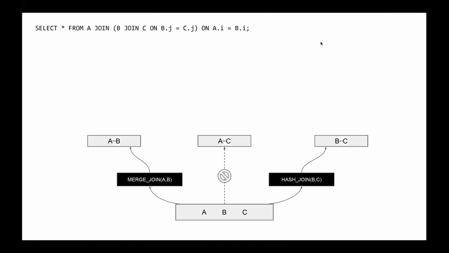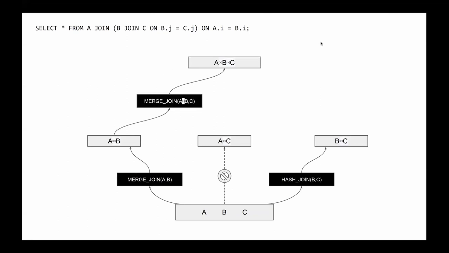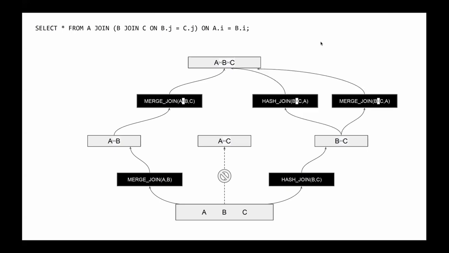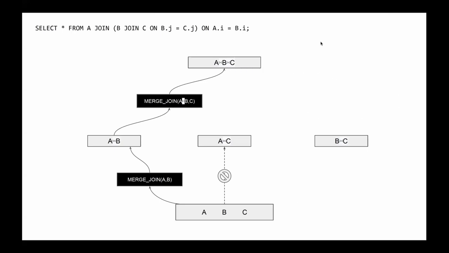And then we generate paths for three-way joins. For join rel AB and the base rel C, we create two paths and discard the inferior one here. And for join rel BC and the base rel A, we also create two paths, but both are discarded when competing with the existing path. So at last we pick this path, which is merge join A and B first, and then merge join with C.